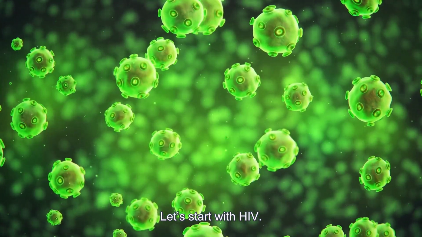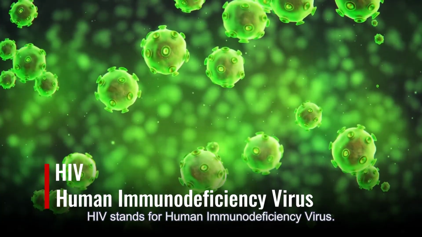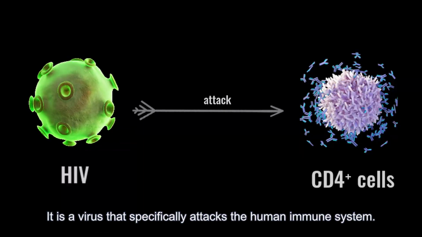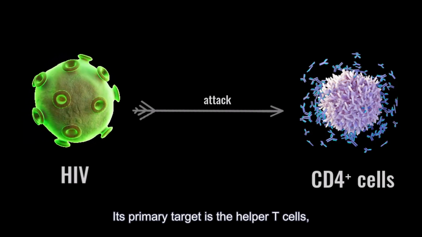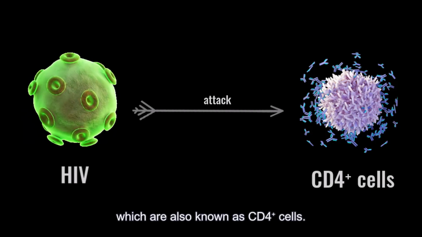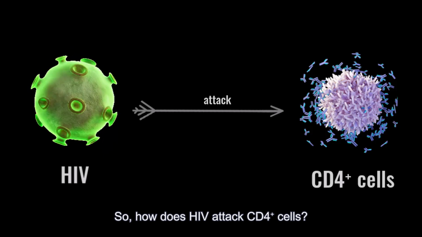Let's start with HIV. HIV stands for Human Immunodeficiency Virus. It is a virus that specifically attacks the human immune system. Its primary target is the helper T cells, which are also known as CD4 cells. So how does HIV attack CD4 cells?